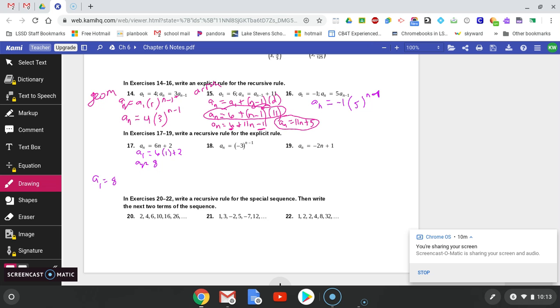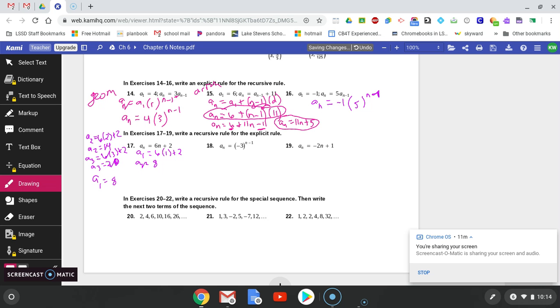But then I need to figure out what the pattern is. So to find that, let's just find the next couple numbers in the list. So I know my first term is 8. To find the second term, I'd plug in a 2. So I'd be looking for a sub 2, which is 6 times 2 plus 2. So my second term would be 12 plus 2, which is 14. And then let's find the third one. Once we have 3, then we know for sure we can find the pattern. So that means I'm doing 6 times 3 plus 2, which is 18 plus 2, which means my third term is 20. So I go from 8 to 14 to 20, so each time I'm adding 6.